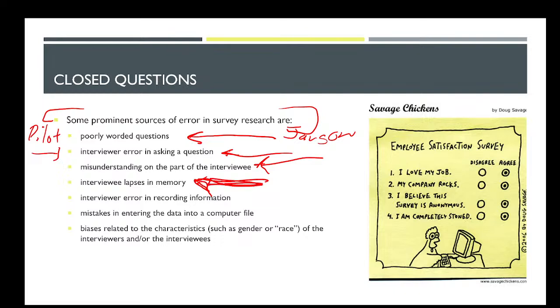Interviewee lapses in memory. Sometimes people forget things, right? So they might just not remember what you were asking them about. They might misremember facts and then give you wrong answers. That can happen.